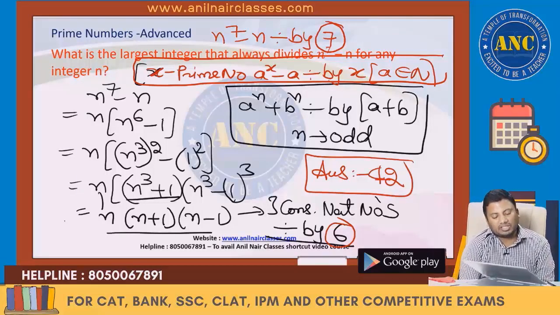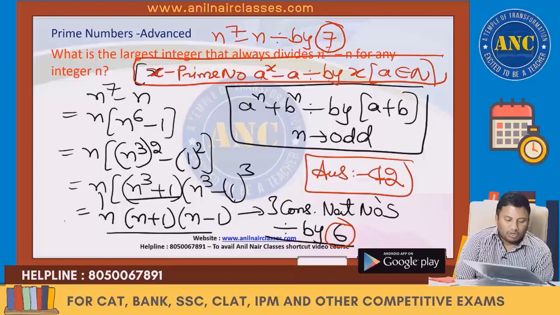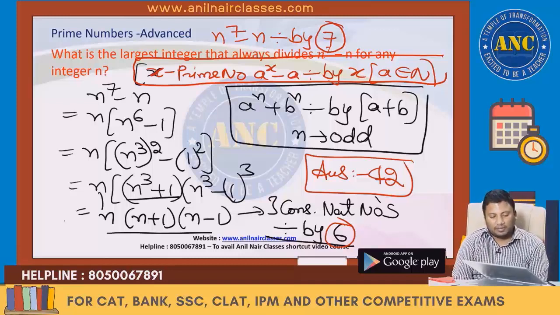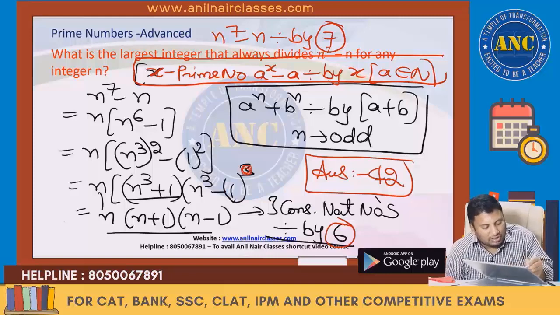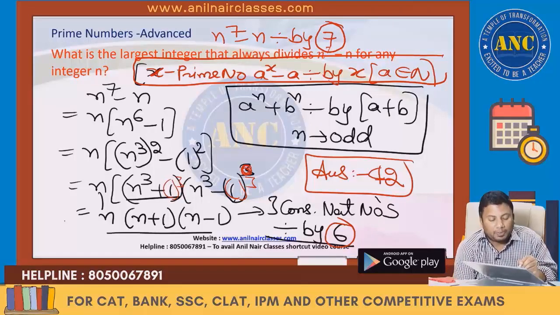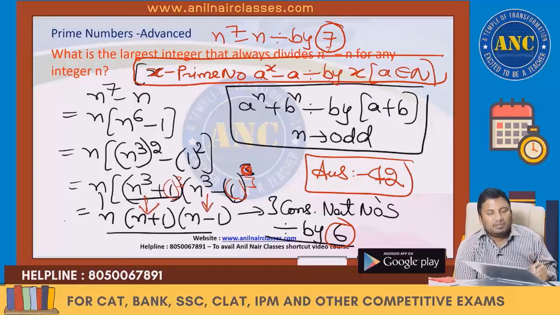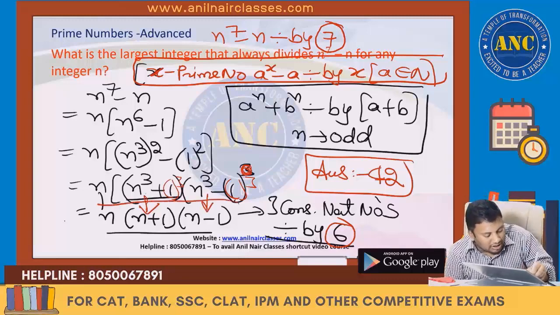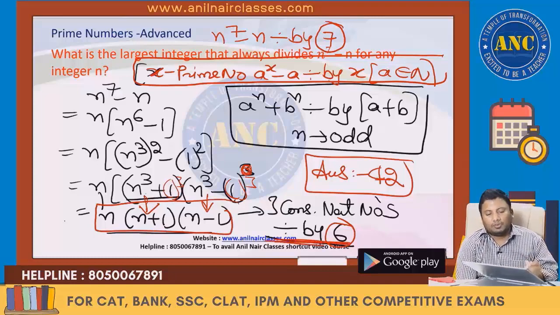N into n power 6 minus 1. N power 6 is n cube whole square minus 1 whole square. A square minus b square is a plus b into a minus b. Here this is n cube, this is 1 cube. A power n plus b power n is always divisible by a plus b if n is an odd number. That is divisible by n plus 1 and n minus 1. 3 consecutive natural numbers are always divisible by 6.